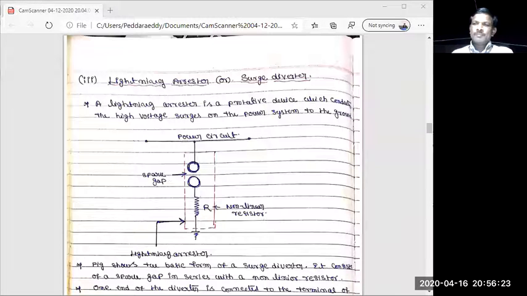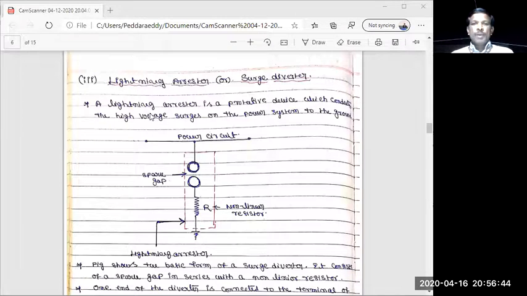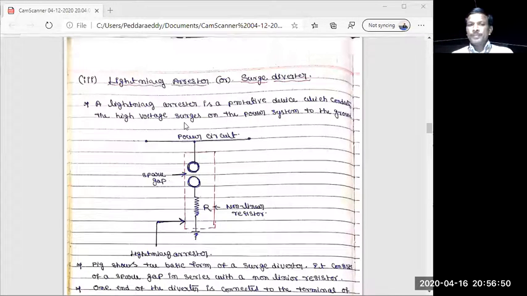Hi friends, in this video we are going to learn about lightning arresters, surge absorbers, insulation coordination and basic impulse insulation level. First of all, what is a lightning arrestor or surge diverter? A lightning arrestor is a protective device which conducts the high voltage surge to the ground.